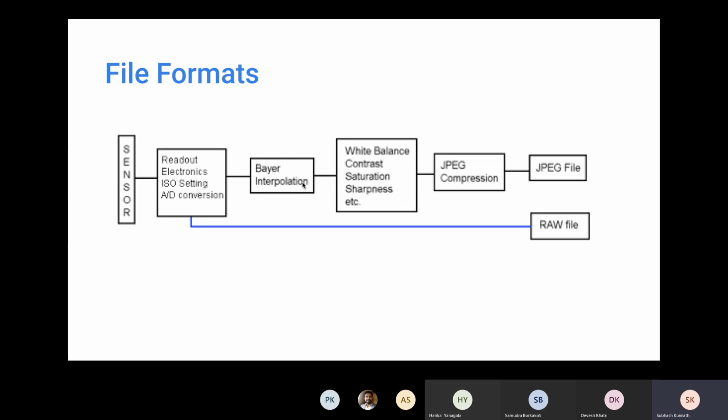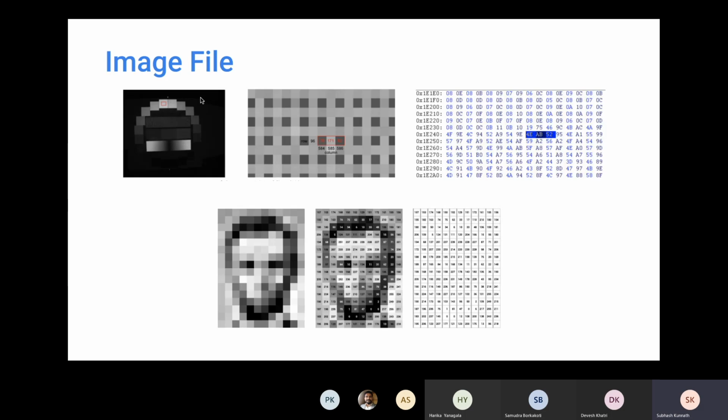So that needs to be generated, and then each pixel will have red, green, and blue values. Then white balance, contrast, saturation, sharpness, all those post processing steps come, and then the compression algorithm compresses this information to the 8-bit JPEG format, and then you get a JPEG file. So these are the two major types of processing pipelines and the end results. And the image file somewhat looks like this.